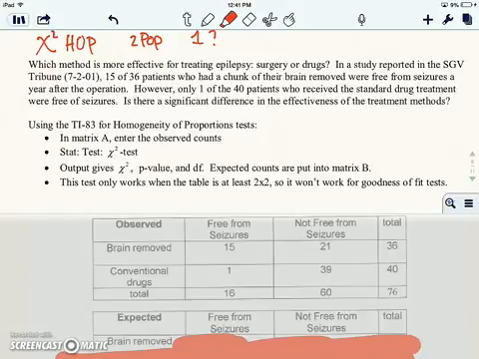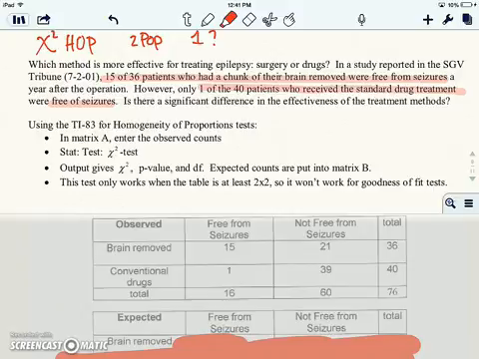In a study reported in the SGV Tribune, 15 of 36 patients who had a chunk of their brain removed were free from seizures a year after the operation. However, only 1 of 40 patients who received the standard drug treatment were free from seizures. Is there a significant difference in the effectiveness of the treatment methods?